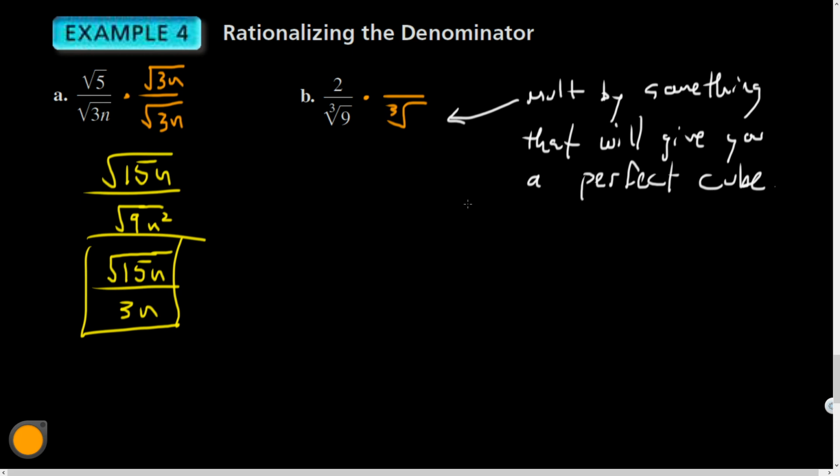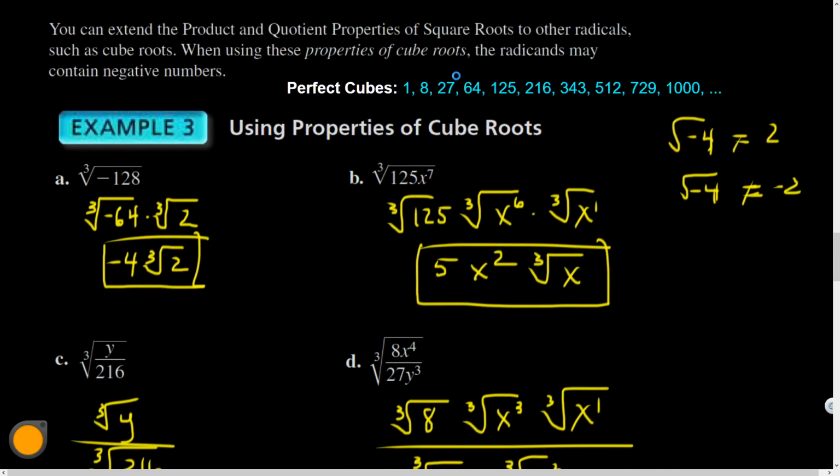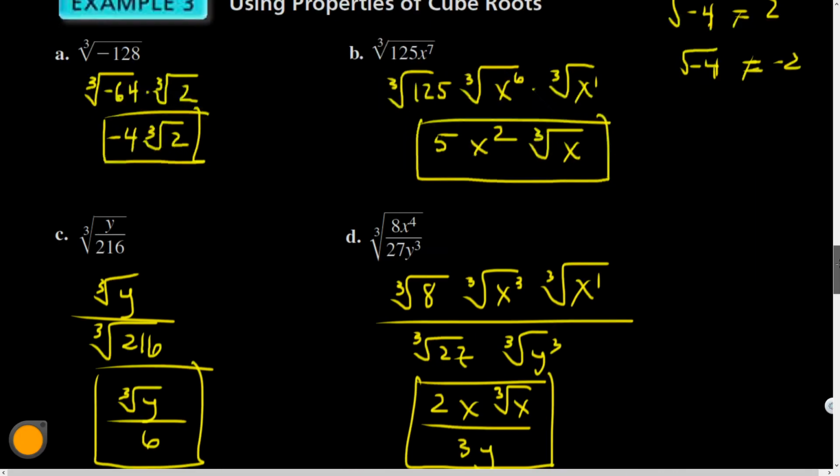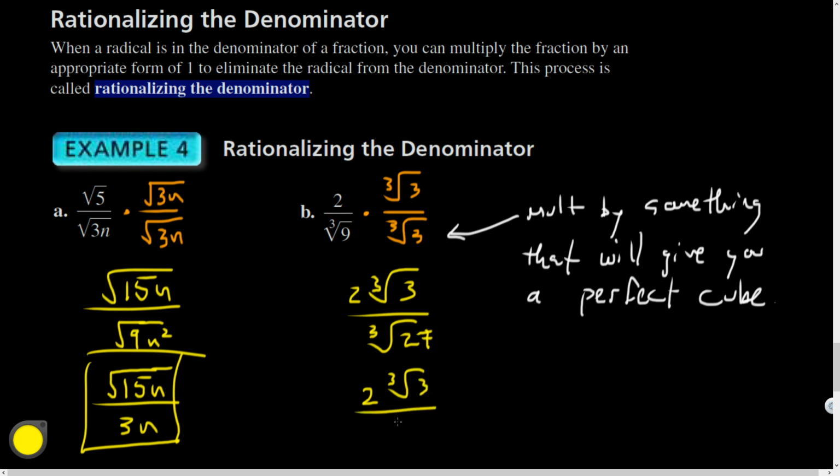I kind of like that one. The other way you could think about it is just look at your list of perfect cubes, and I realize 9 can go into 27, and so what do I have to multiply it by to get 27? 3. And whatever I multiply on the bottom, I also have to multiply on the top, and so I'd have 2 cubed roots of 3 over the cubed root of 27. There it is. Which is the same as 2 cubed roots of 3 over 3.